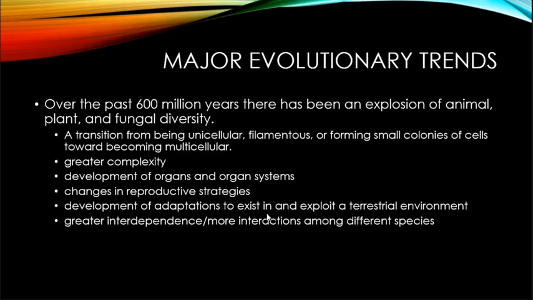So when we talk about this, not only do we have this diversity of tissues and organisms, we have that greater complexity, we have the organ and organ systems, but this also leads to changes in reproductive strategies. It leads to development and adaptations to become terrestrial over aquatic, because everything starts out to be aquatic, and then we start to occupy all of these different environments, and a greater interdependence, more interactions among different species, and so you have whole communities of species working together because of this complexity.